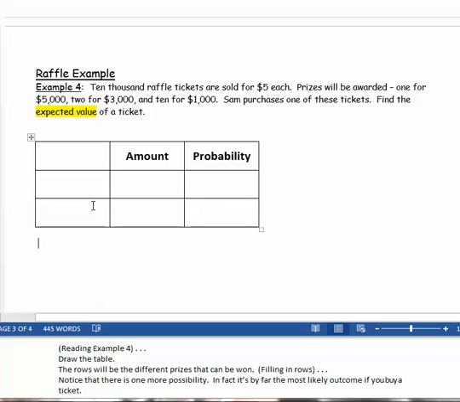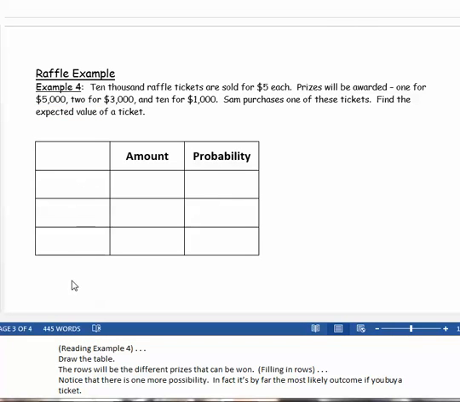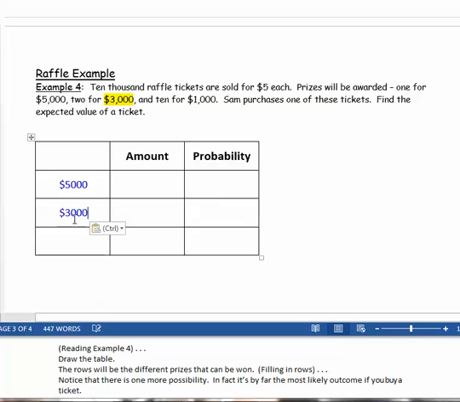The rows will be the different prizes that can be won. So we're going to need some more rows here, it looks like. The rows will be the different prizes that can be won, so we could win the $5,000 prize, one of the $3,000 prizes, or one of the $1,000 prizes.